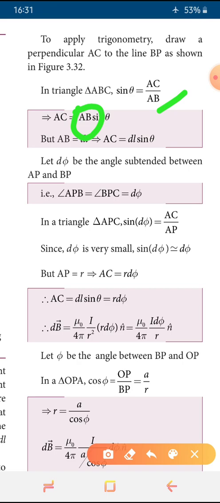And what is AB? AB is nothing but the small segment. What is the length of the dl? In the diagram itself it is there. Then we rewrite the equation: AC is equal to dl sin theta. Say this is equation one.